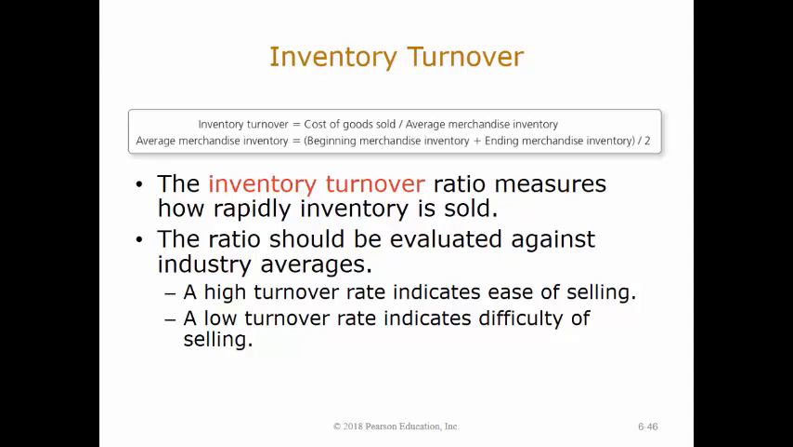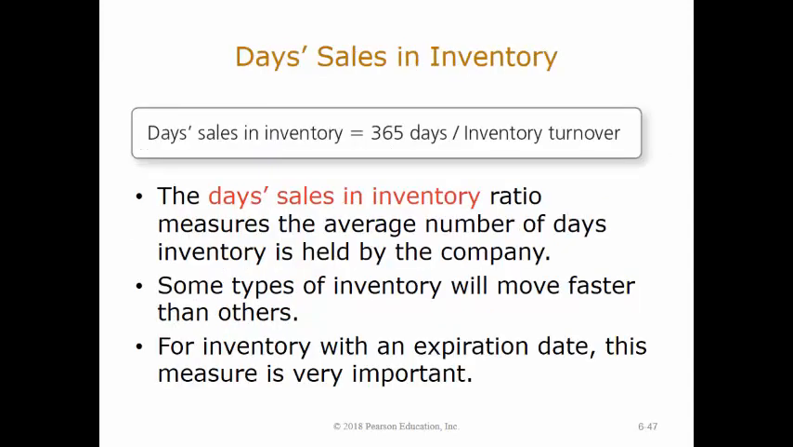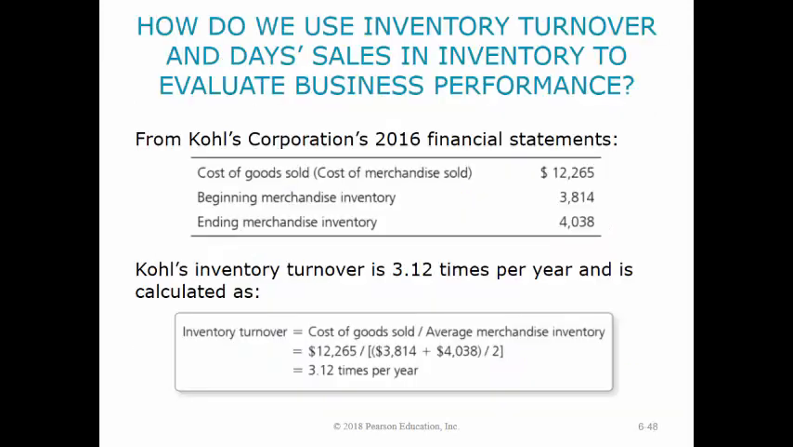A high rate of turnover indicates ease in selling inventory. A low rate indicates difficulty. The days sales in inventory measures the average number of days that inventory is held by a company. Days sales in inventory equals 365 days divided by inventory turnover. A lower days sales in inventory is preferable because it indicates the company is able to sell its inventory quickly, thereby reducing its inventory storage and insurance costs, as well as reducing the risk of holding obsolete inventory.